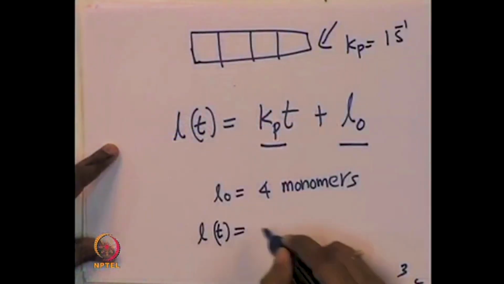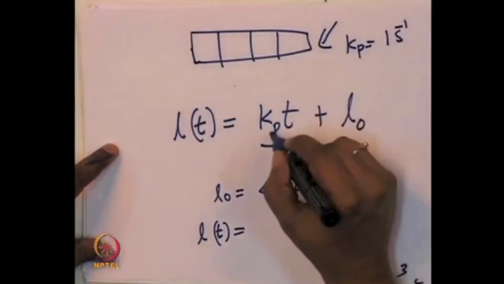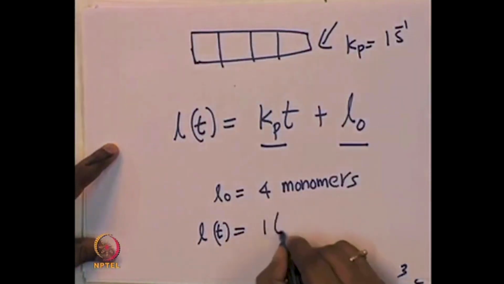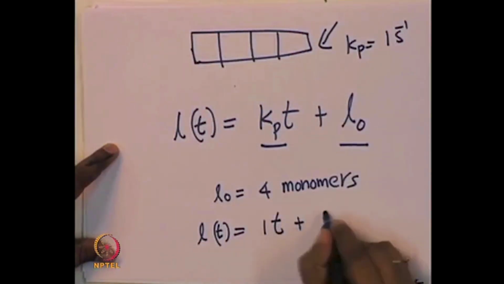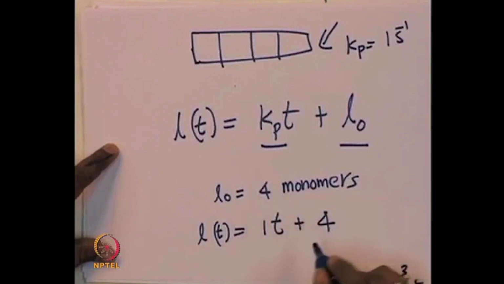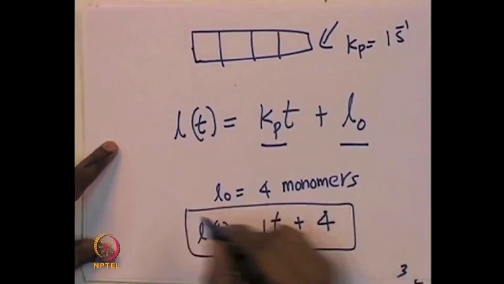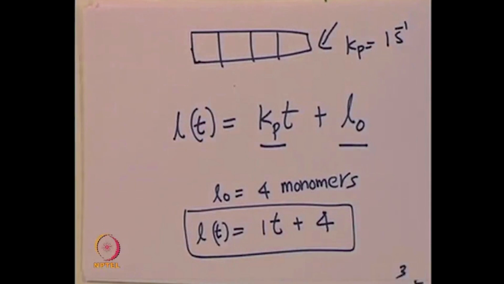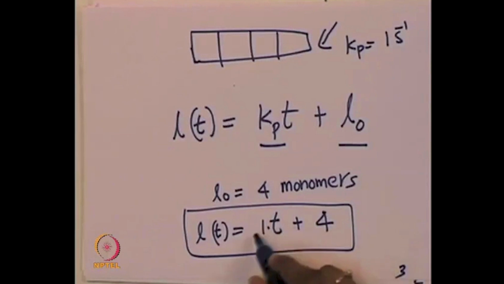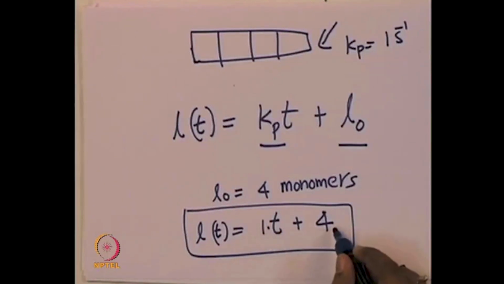So, then the length at any time t is given by 1 into t plus L0, which is 4. Now, this is the solution. If t is 10, that is after 10 seconds, you will have 10 into 1 plus 4, 14.